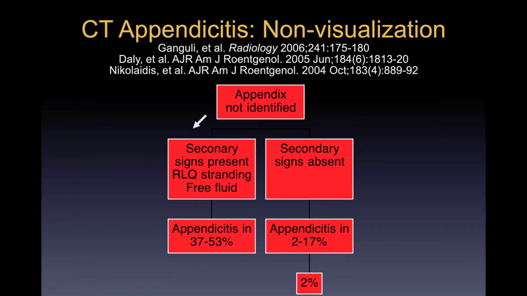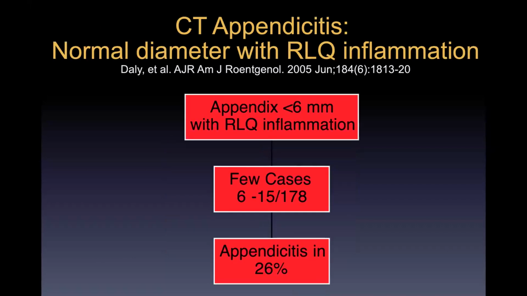Totally different scenario here. About 40 to 50% of these patients will have appendicitis. So the inflammatory changes make all the difference. I often consider right lower quadrant inflammation with a non-visualized appendix appendicitis until proven otherwise. Now, the last little subcategory here is where we see a relatively normal appendix, but there is some inflammation. This doesn't come up that often. It's probably the least common pitfall. When it does, a minority of these patients will turn out to have appendicitis. It's about a quarter of them.